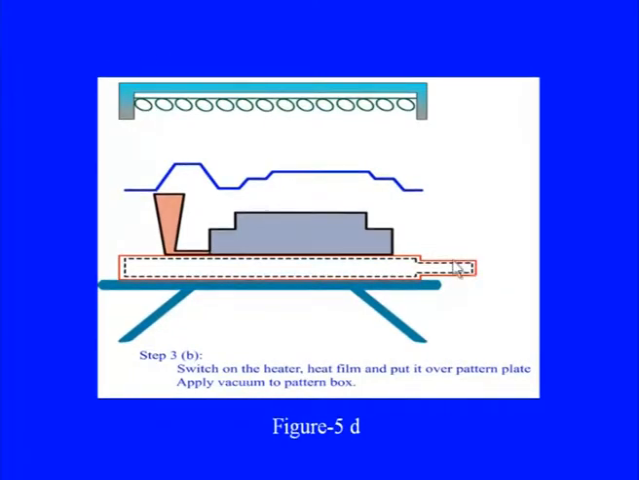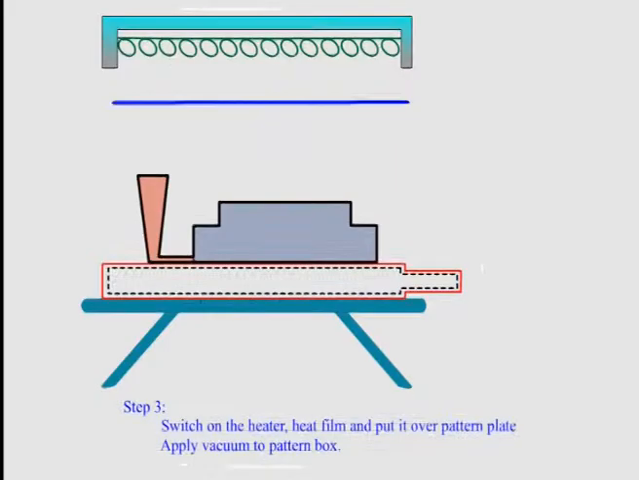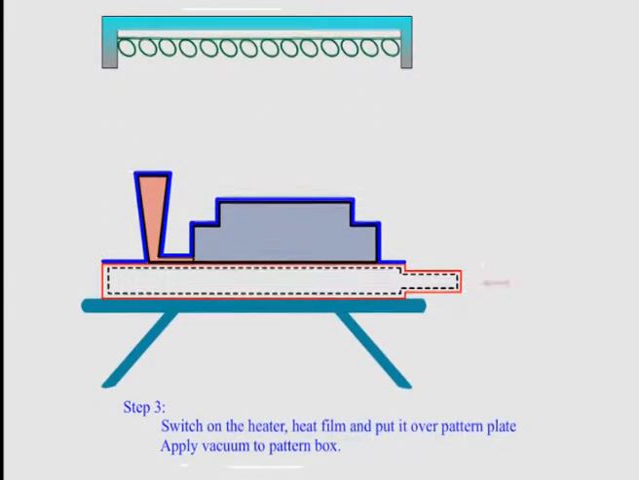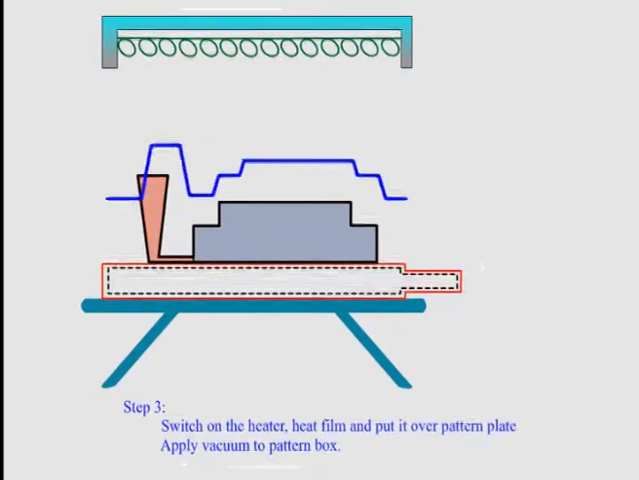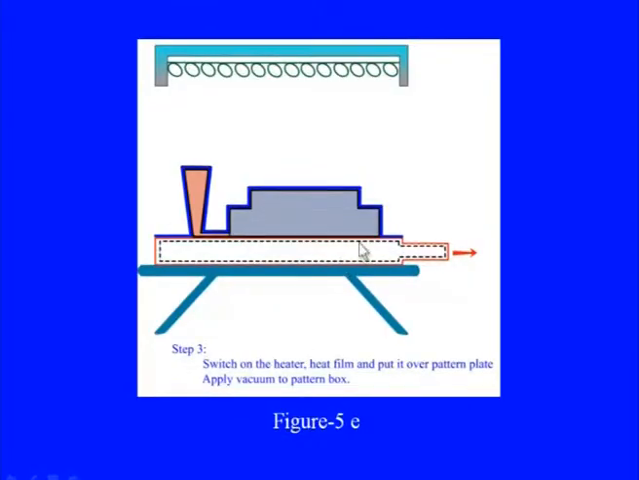In the next step, the heater is switched on. The film is heated and it is put over the pattern plate. Then vacuum is maintained. In this step, the vacuum is maintained on the pattern box.